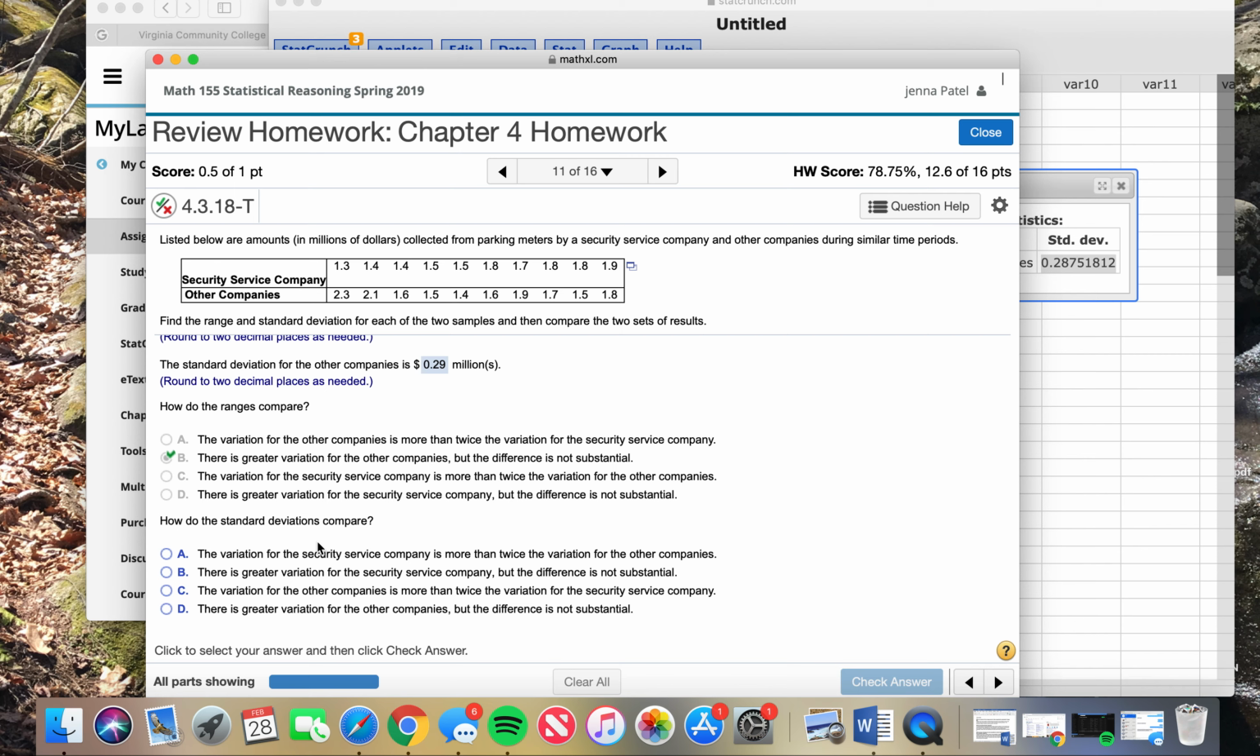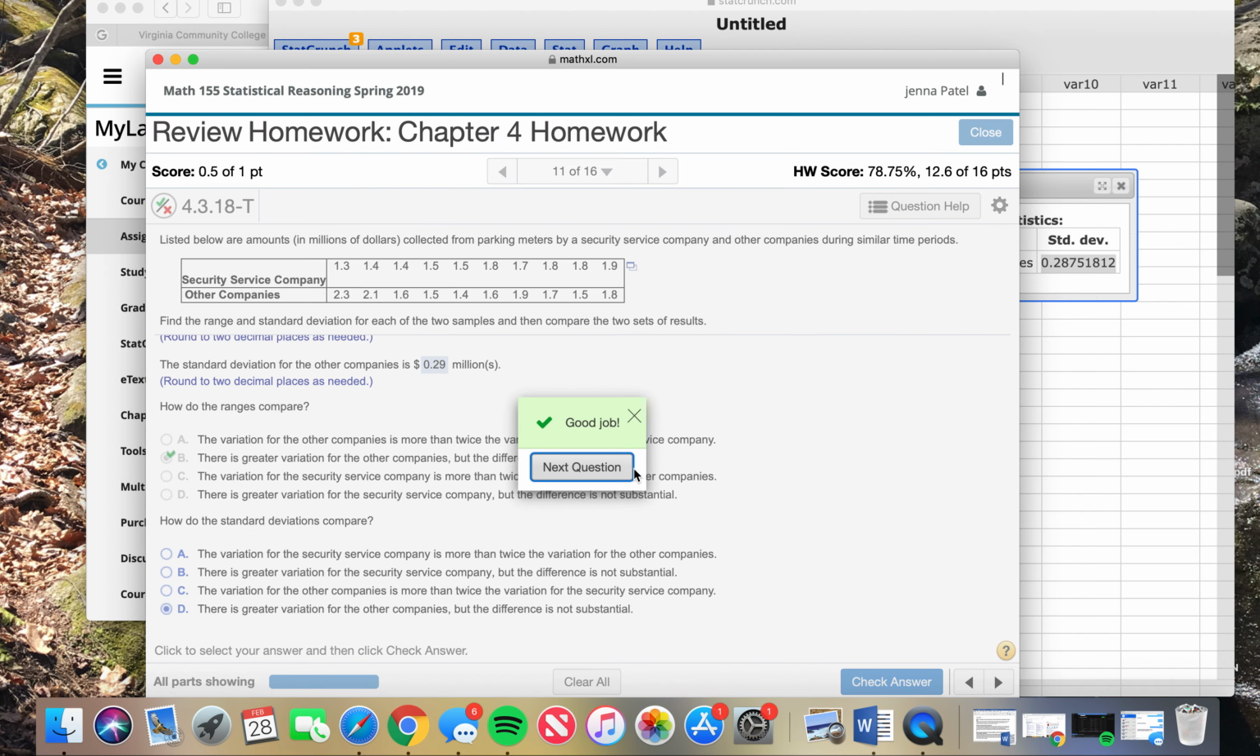So the options are the variation for the security service company is more than twice the variation for the other companies. There is a greater variation for the security service company, but the difference is not substantial. The variation for the other companies is more than twice the variation for the security company, and there is a greater variation for other companies, but the difference is not substantial. So this is the same thing. It's between the other companies and the service companies. So I think there is a greater variation again, but the difference is not substantial. Here we go.